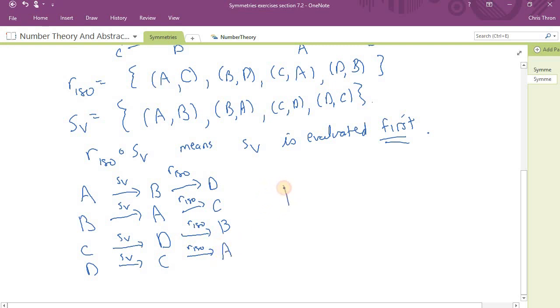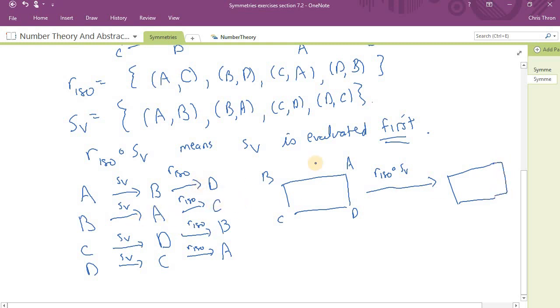So what I've started out with is A, B, C, D. Then if I think about the total composition of R180 composed with SV, what this is telling me is that A goes to the position of D, so my A is down here. B goes to the position of C, so my B is down here. C goes to the position of B, which means my C is up here. And D goes to the position of A, which means my D is up here.